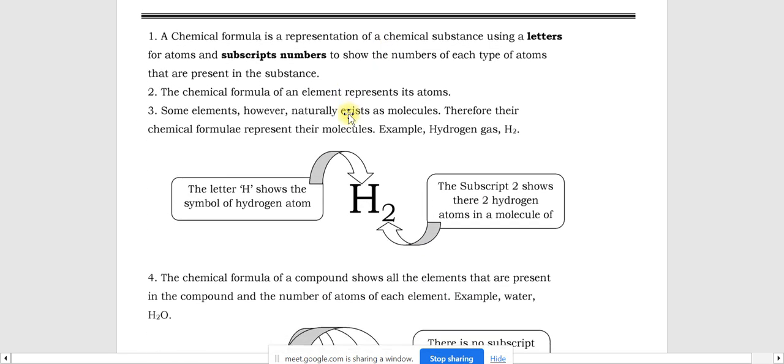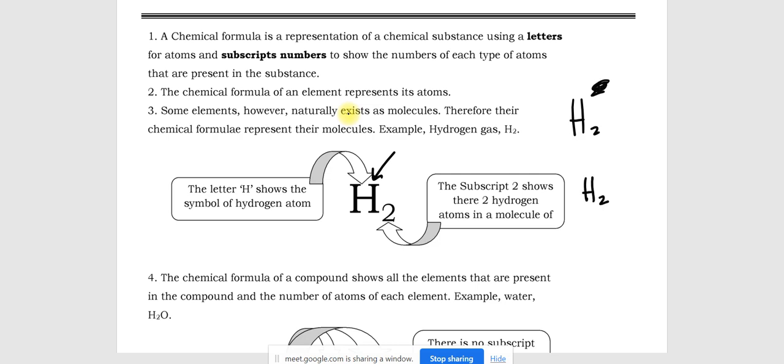Okay, I will make you understand. A chemical formula is a representation of a chemical substance, for example H2. A chemical formula uses letters and subscripts. The number written below the letter is called a subscript. If written above, it is called a superscript. Lack of ICT knowledge, you all.